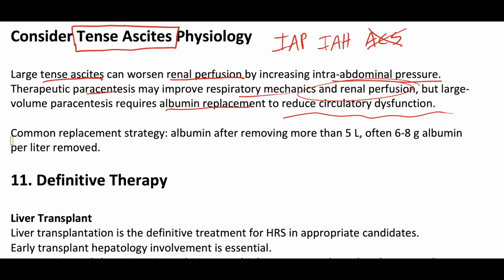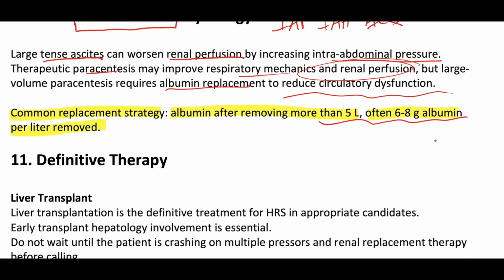And if you're doing a paracentesis, you know, that common replacement strategy, albumin after removing more than 5 liters, often 6 to 8 grams of albumin per liter removed. Again, there's no necessarily magic to this, but this is kind of the commonly thought approach. If you remove more than 5 liters, give 6 to 8 grams of albumin per liter removed.